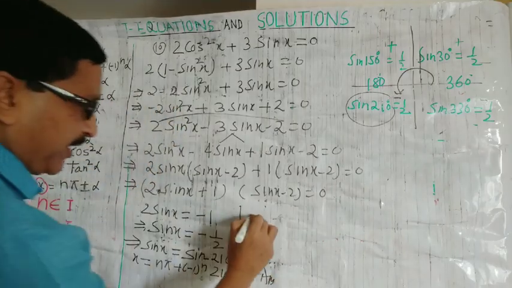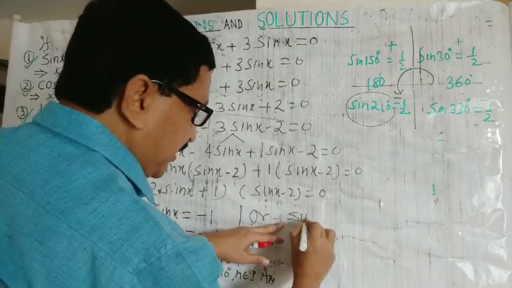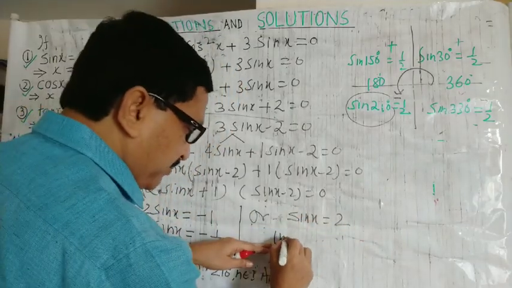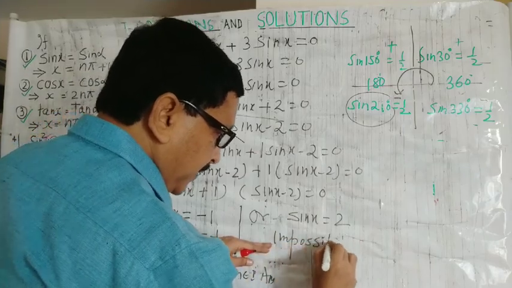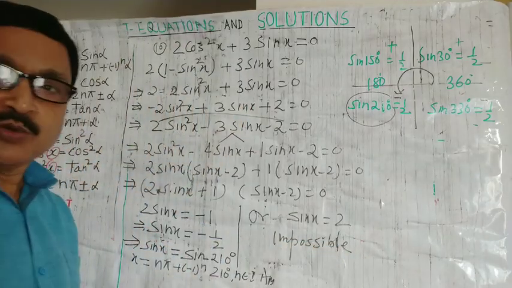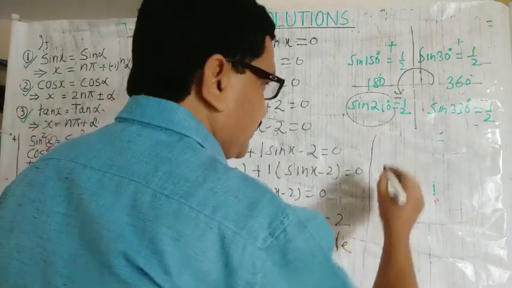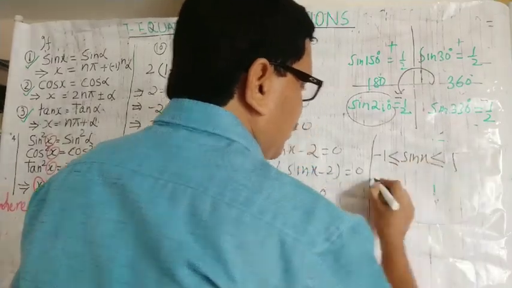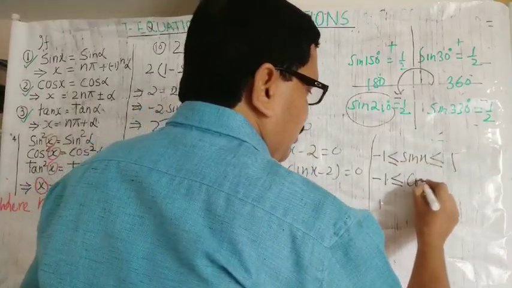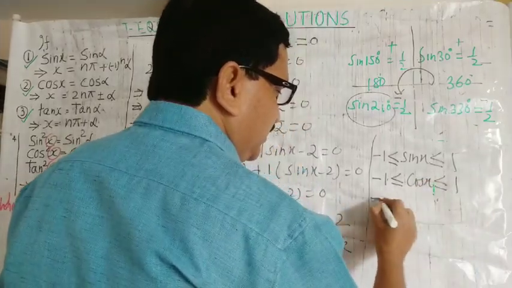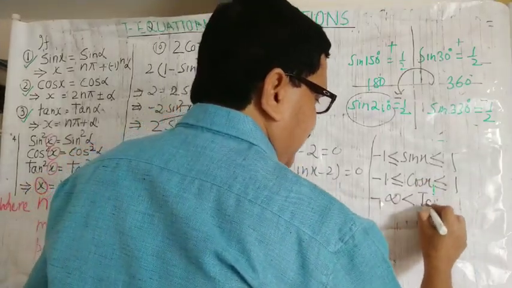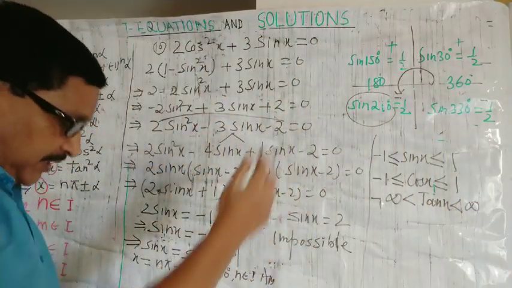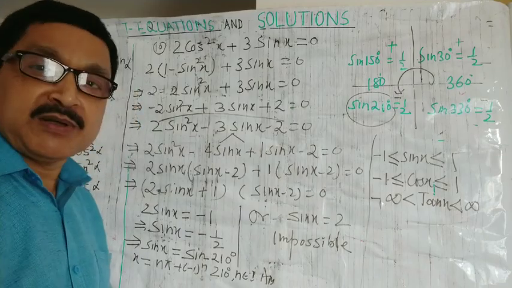Now come to the second part, or sin x is equal to 2. Now see children, sin x is never 2. So this is impossible. So the only solution is this. Remember, minus 1 is smaller than or equal to sin x, which is smaller than or equal to 1. Minus 1 is smaller than or equal to cos x, which is smaller than or equal to 1. Minus infinity is less than tan x, which is less than infinity. So these are the suggested requirements. Sometimes they will be used by you.